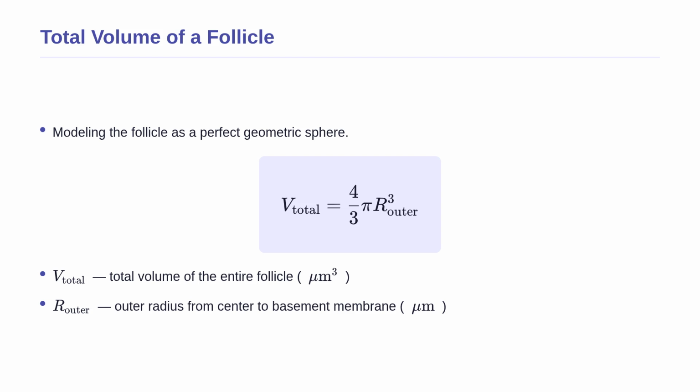Because the radius is cubed, this formula tells us that if the outer radius doubles, the total volume increases by a massive factor of 8. This shows how rapidly a follicle can expand when stimulated.